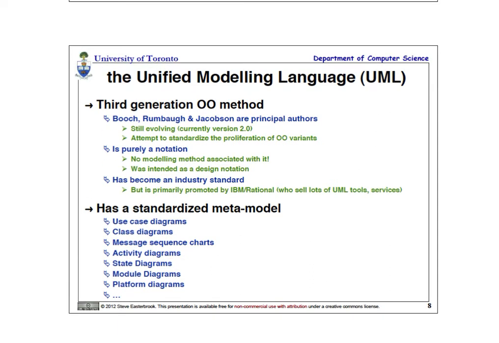So we talked already a little bit about the history of the Unified Modeling Language. We talked about the people, so I'm not going to go through all that again. Remember, it's a notation. It's not a modeling method. It's just simply a way to express our design. And it's promoted by some industry standards and companies as well. There's sort of a standardized meta model, if you will. Think of this as kind of like the set of blueprints that we would use.